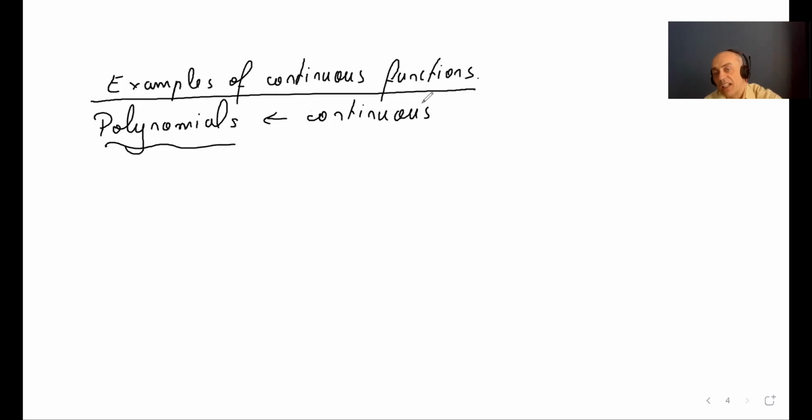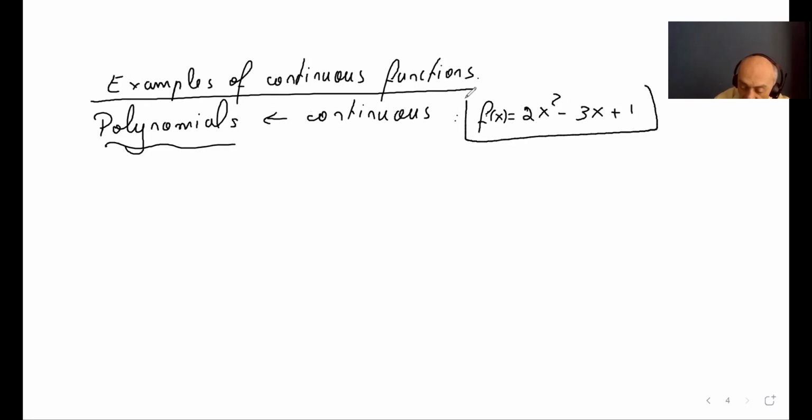So every single polynomial is continuous. What else is there that's continuous? Polynomials, meaning sums of powers of x. Let me give you an example here: 2x squared minus 3x plus 1, if you think of this as a function of x. So there we go. This is an example of a continuous function. All right, so this is what we're working with.